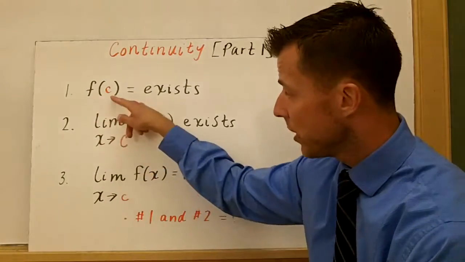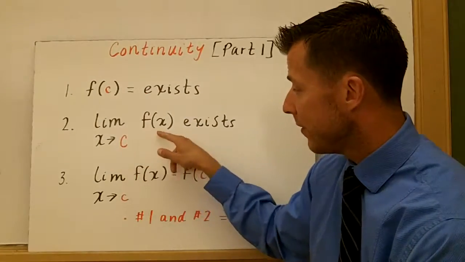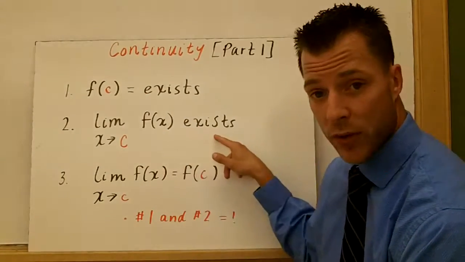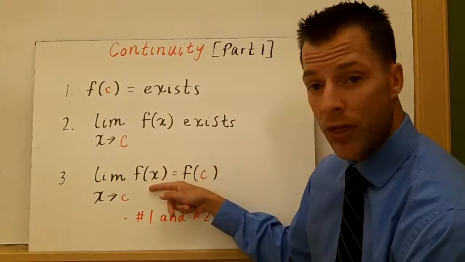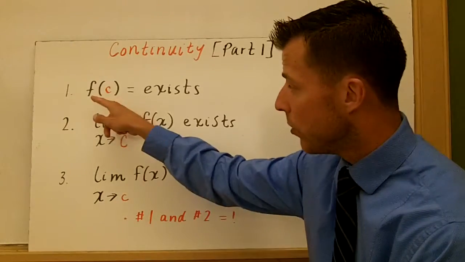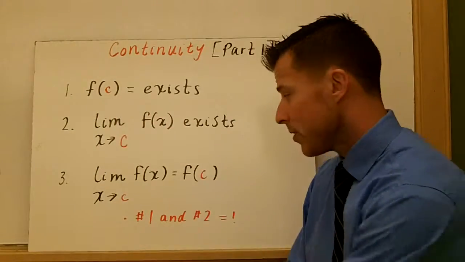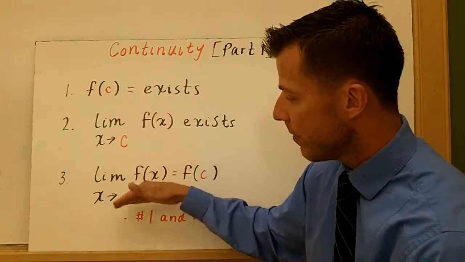Whatever point of interest you're looking at, f of c has to exist. The limit of the function at c must also exist, and then in this third step, 1 and 2 have to be equal. That is, the limit of your function at c has to actually equal what f of c is. So in the third step here, 1 and 2, they're equal. So these are the three things that must be met.